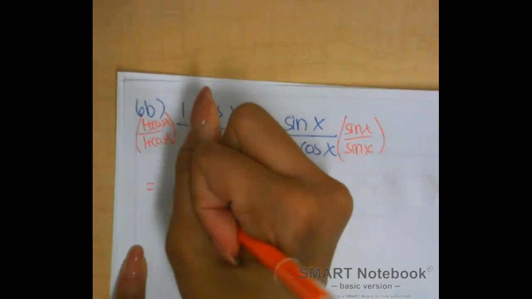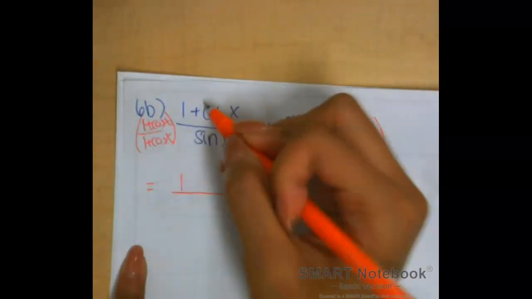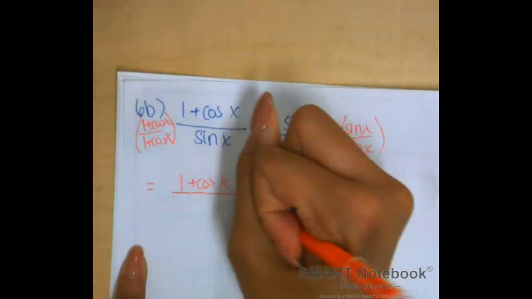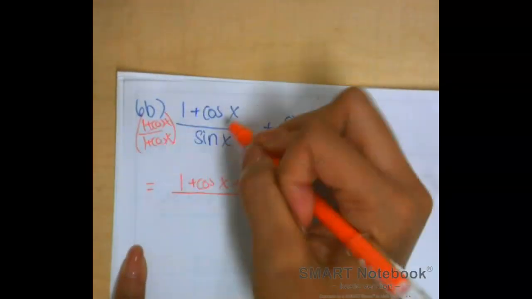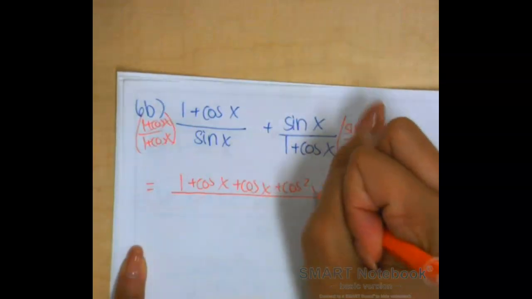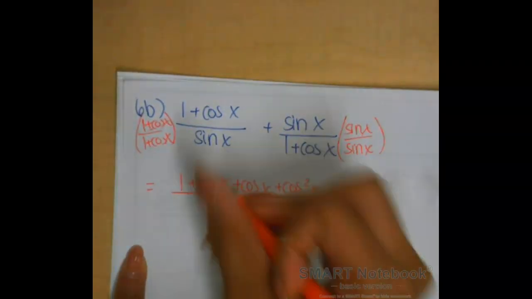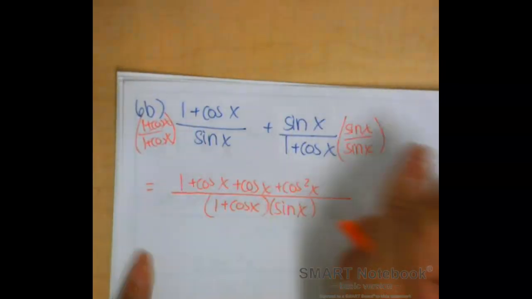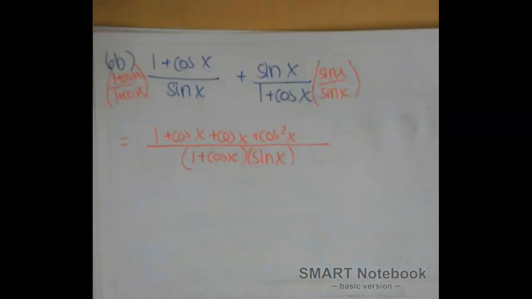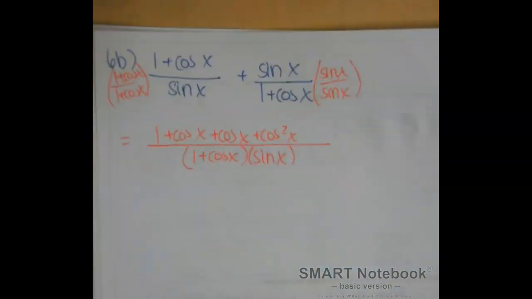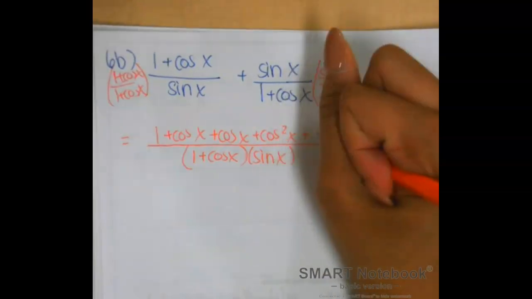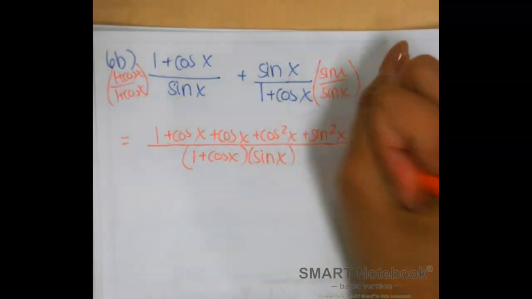So 1 times 1 is 1, right? 1 times cosine is cosine x. And cosine times 1 is, again, cosine x. Cosine times cosine is cosine squared x. The denominator for sure is going to be 1 plus cosine x times sine x. I told you guys before I let you try it, don't multiply that out because then you're going to get a cosine sine and there's nothing on that first page that will help you with that. The second fraction, you're going to have sine times sine, which is just positive sine squared x.